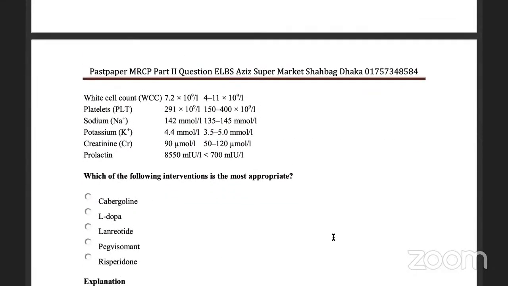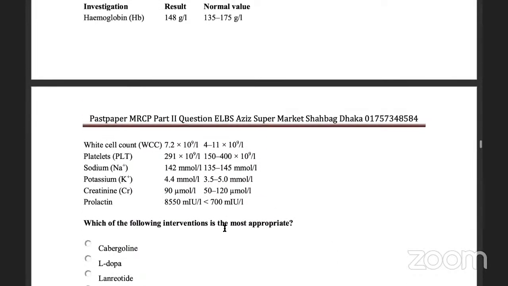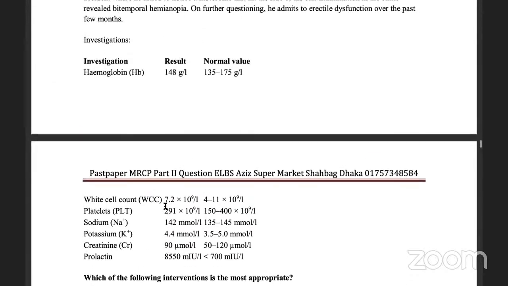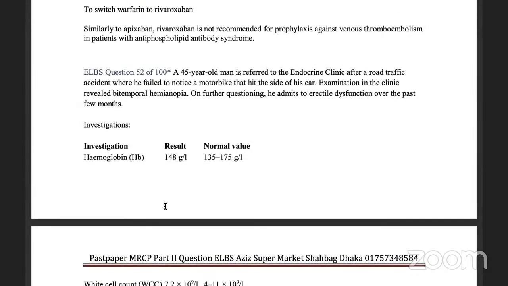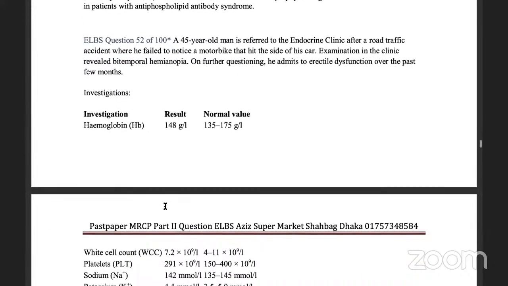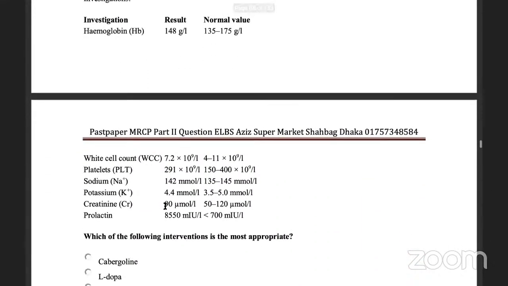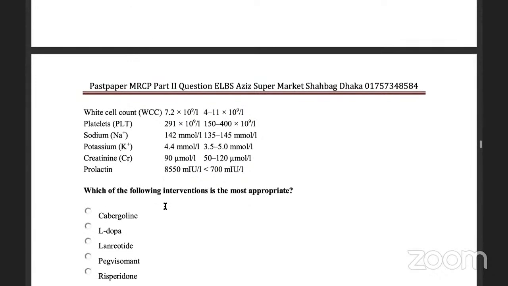Which of the following interventions is the most appropriate? So, prolactin level raised. A 45-year-old man is referred to the endocrine clinic after a road traffic accident; he failed to notice a motorbike that hit the side of his car. Examination in the clinic revealed bitemporal hemianopia, and on further questioning, headache and erectile dysfunction over the past few months. So, prolactinoma. The patient's prolactin is more than 8,000, so we give cabergoline.